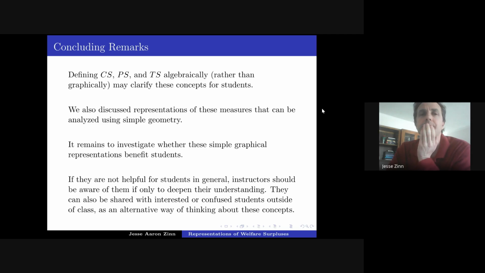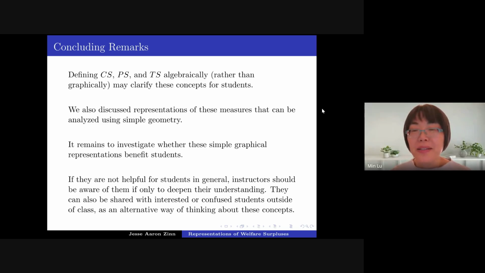Thanks for the great presentation. So at least this deepens my understanding of consumer surplus and producer surplus. Does anybody have any questions? If not, I have a question about general teaching. When you are teaching this to your students, what level of students are you teaching? I'm pretty sure most of my principles class students would not like to see integrals in their classes anymore. Yeah.